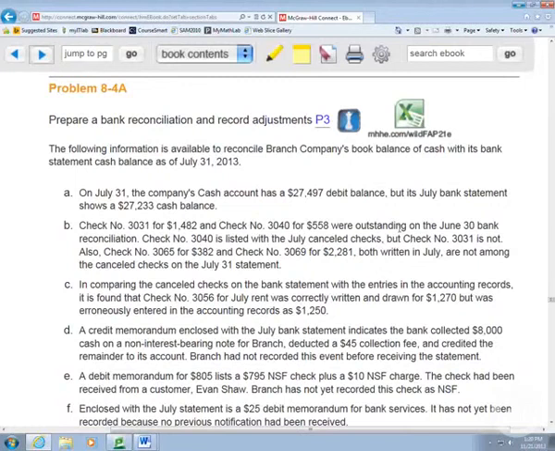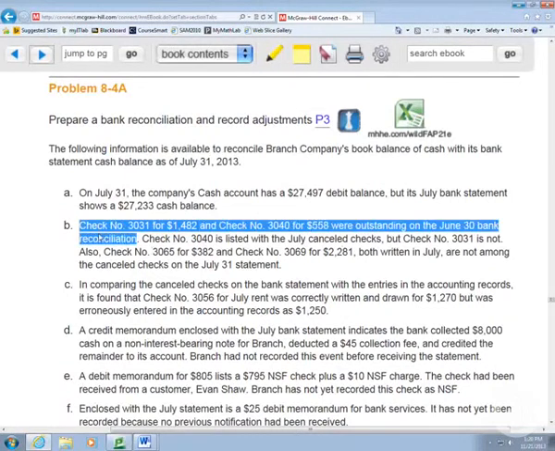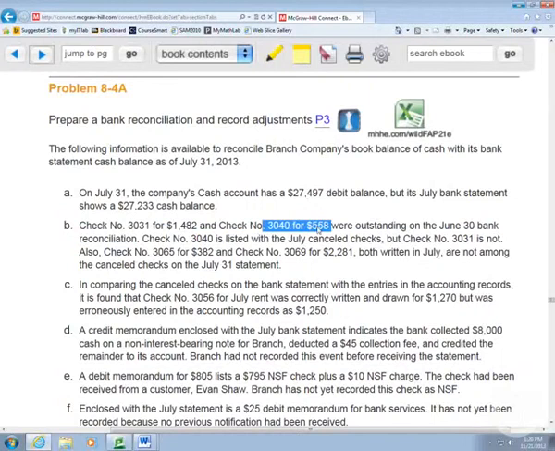So let's look at this letter B. Check number 331 for 1,184 and check number 3040 for 558 were outstanding during what month? June. So in the prior month, they were still outstanding. So let's see what we have now. Check number 340 is listed with the July checks. So what happened to this check? Is it still outstanding? No, this check is cleared, it's gone. But check number 331 is not. So what do we call check number 331? It's still outstanding.